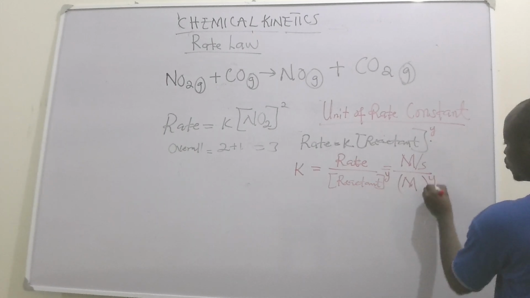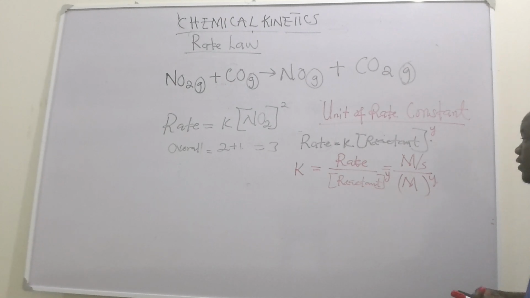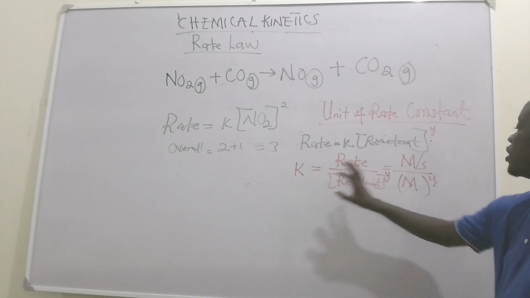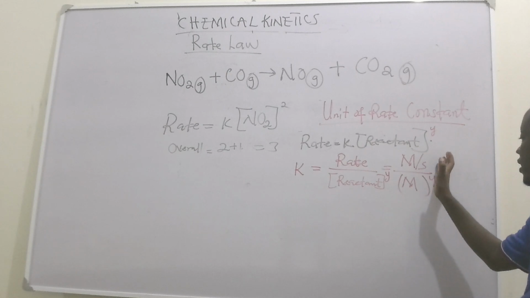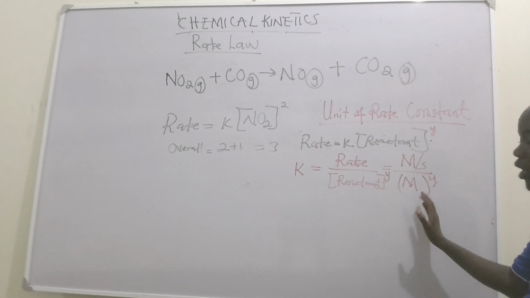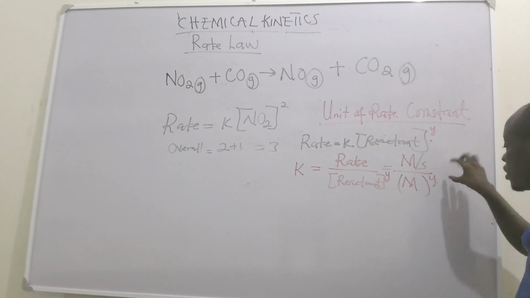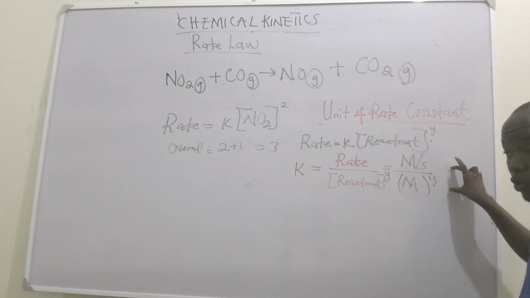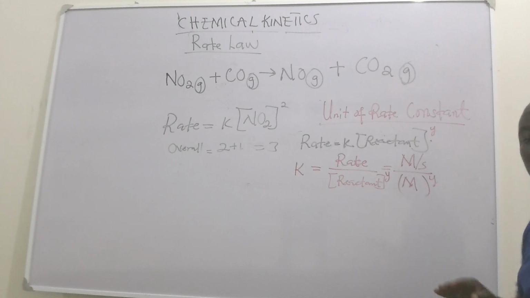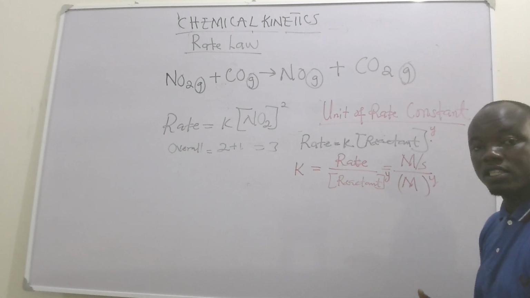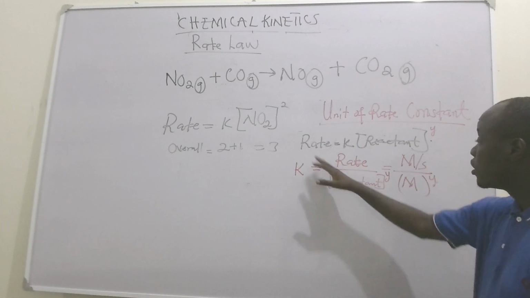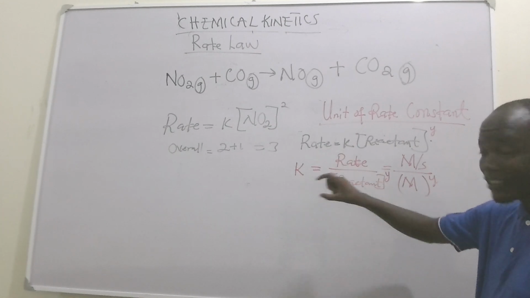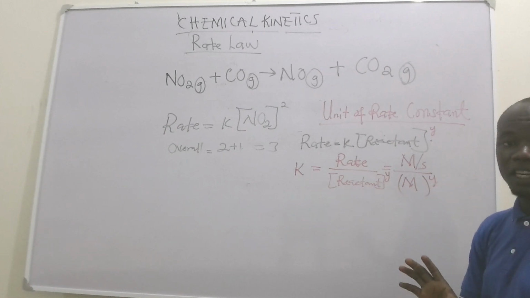So now, what we are going to do here is that it means that our rate constant is equal to molar per second divided by molar raised to the power of the order of reaction. And this will represent the order of reaction. So that is why the unit of the rate constant also depends on the order of the reaction.